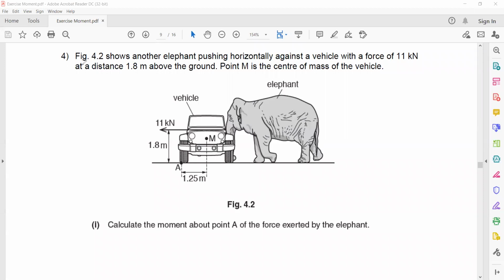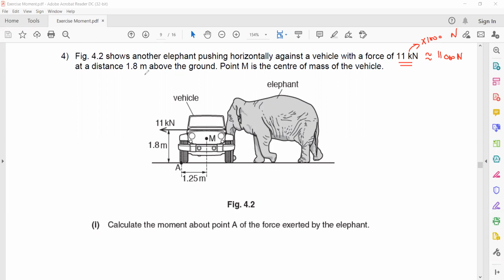So in this question, figure 4.2 shows another elephant pushing horizontally against a vehicle with a force of 11 kilonewton. Whenever we are using units, they should all be in SI. So we have to convert this kilonewton into Newton. Whenever we convert a kilonewton into Newton, we multiply by 1000. So 11 kilonewton becomes 11,000 Newton. So the force exerted by this elephant is actually 11,000 Newton.